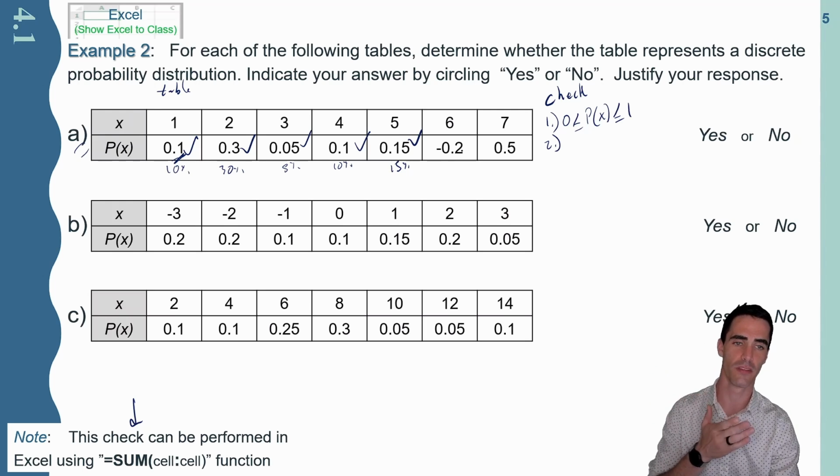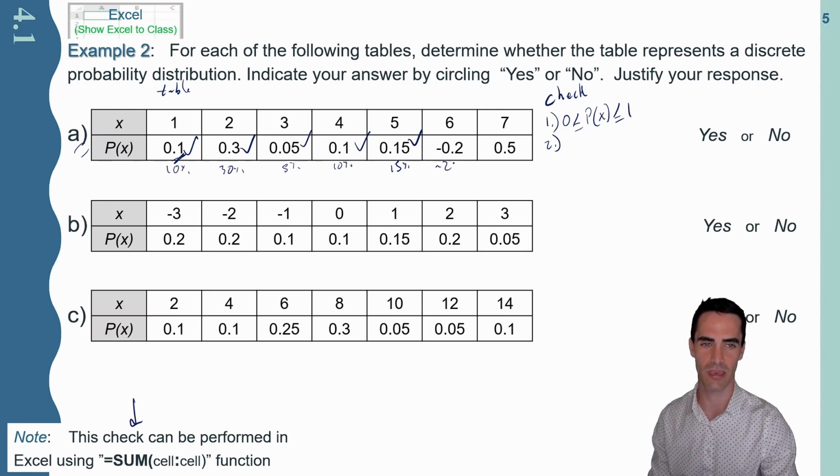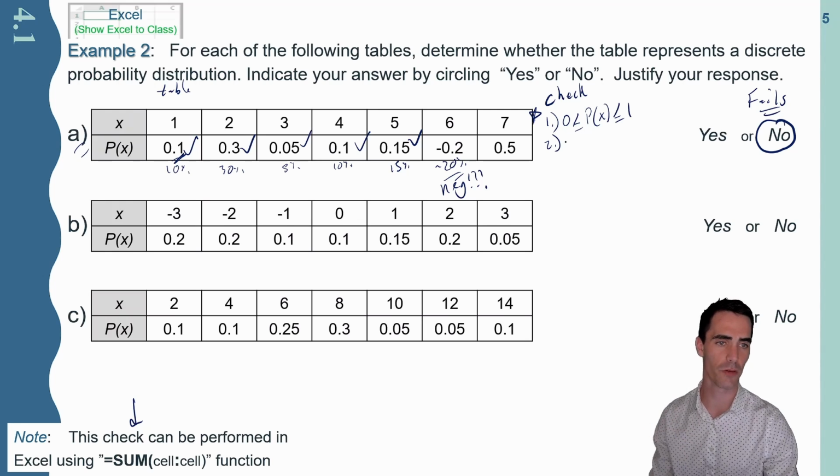They're all between 0 and, wait, look at this, negative 0.2. Somehow this is talking about like negative 20% chance. No, definitely can't have that. It fails that first rule. This is not a probability distribution. Fails that first checkpoint. The second check that we need to perform is that the sum of all my probabilities, I'll write this capital sigma here, for sum of all my probabilities has to equal 1. And so these are the two checks that I need to perform.